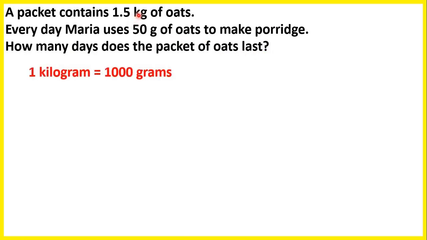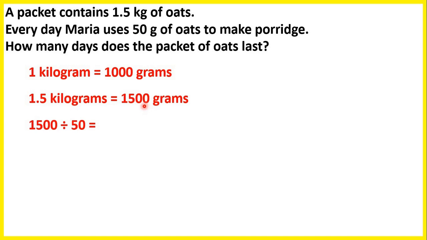So we know that 1 kilogram is 1,000 grams, so that means 1.5 kilograms is 1,500 grams, because 1.5 times 1,000 is 1,500. Now we know that Maria uses 50 grams each day, and if she has 1,500 grams, we can find the number of days by dividing 1,500, so the total, by 50, which is the amount that she uses each day.